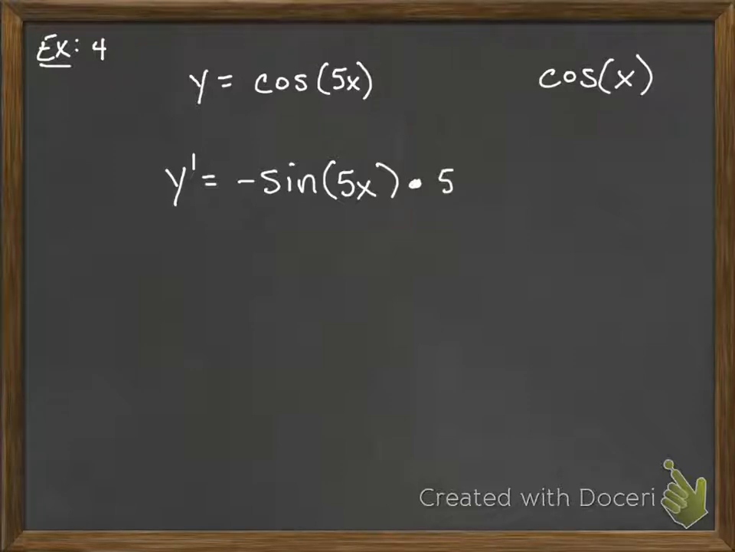Times 5. Okay? So I am going to simplify this because that's just negative 5 sine of 5x. So it's just taking the derivative of the whole thing and then the derivative of the inside.